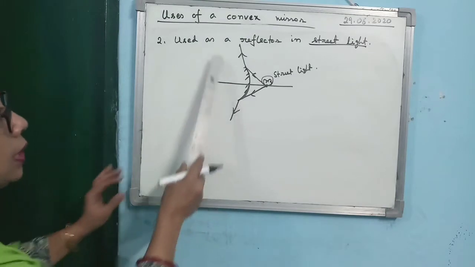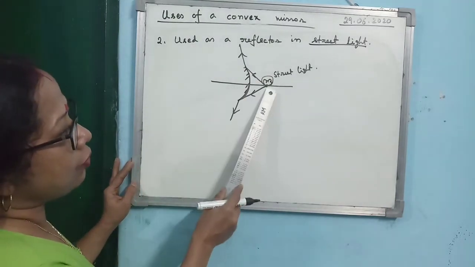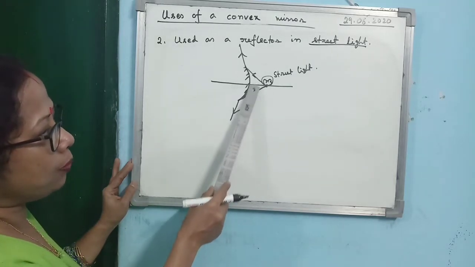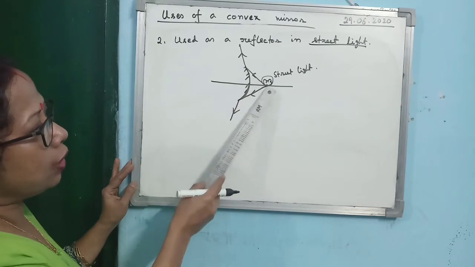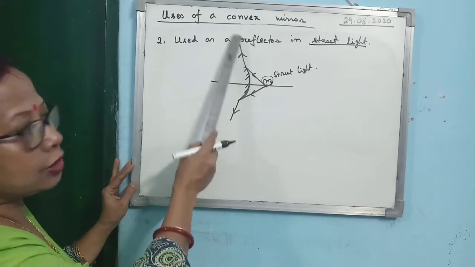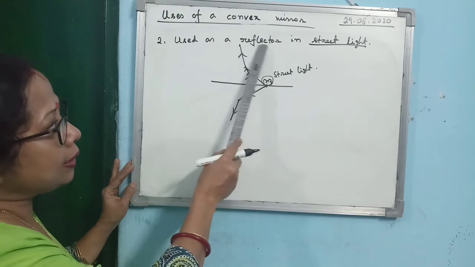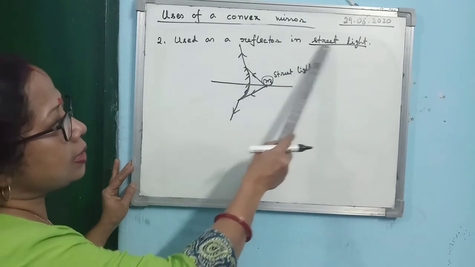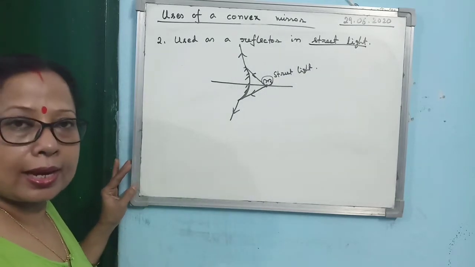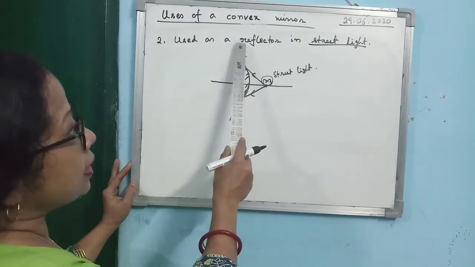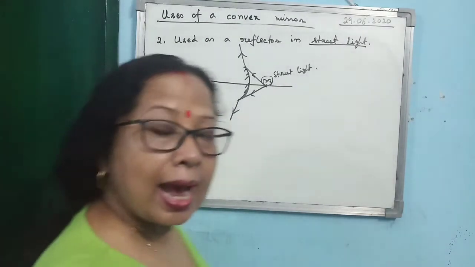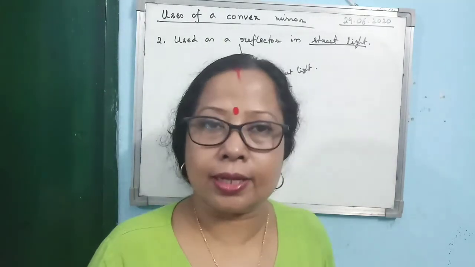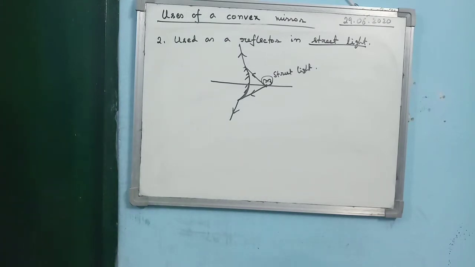So in this case, you see, we use a convex mirror, because if this is the street light and you place a convex mirror in front of it, then you see light is falling on it and then getting diverged. Alright, so you see what will happen, this portion will be lighted up. So convex mirror is used as a reflector in street light, whereas concave mirror is used as a reflector in torch light and searchlight. Alright, so you must remember these 3 things.